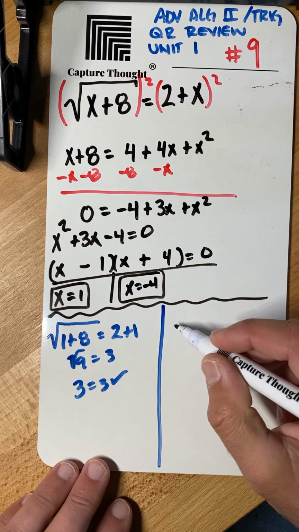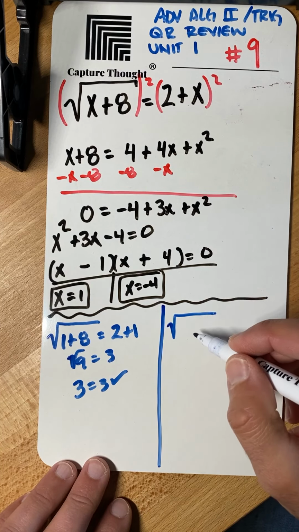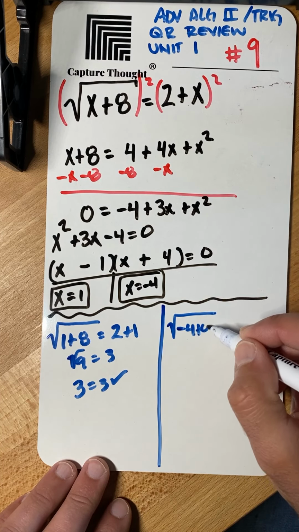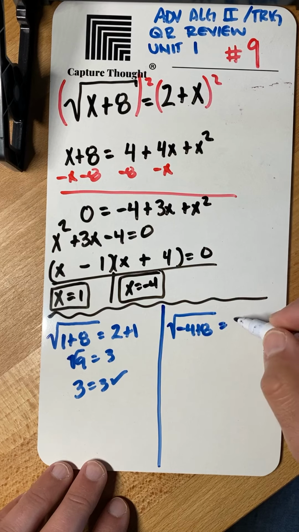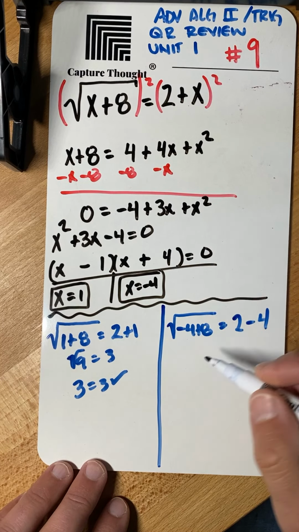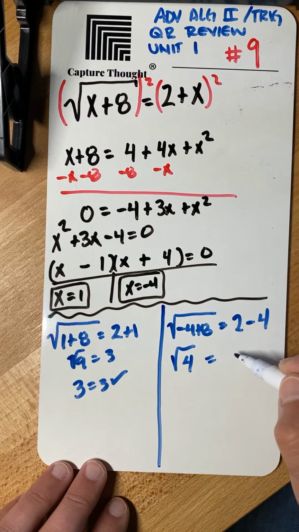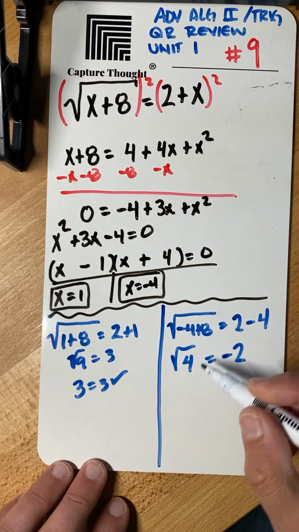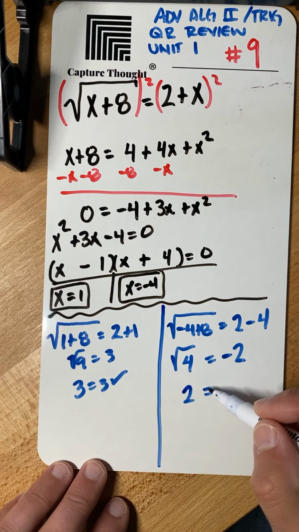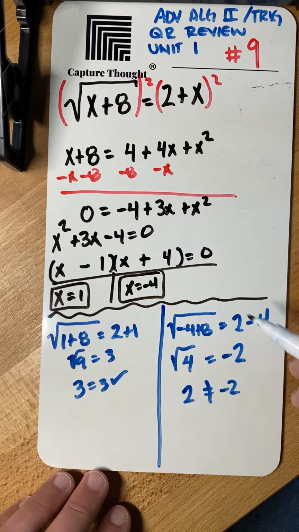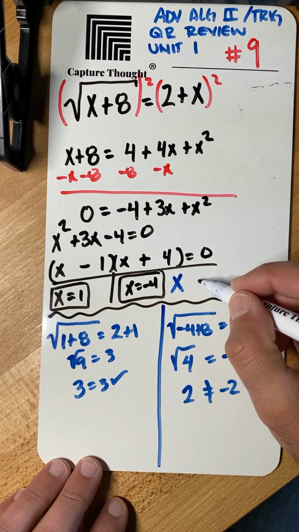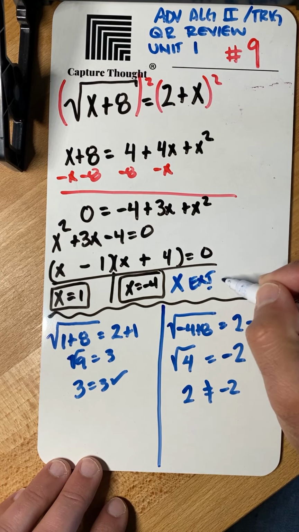Let's check negative 4. Square root of negative 4 plus 8, is that the same thing as 2 minus 4? Well, negative 4 plus 8 is the square root of 4, and then I have a negative 2. The square root of 4 is 2, so does 2 equal negative 2? No. So that means that this guy is what's known as an extraneous solution.